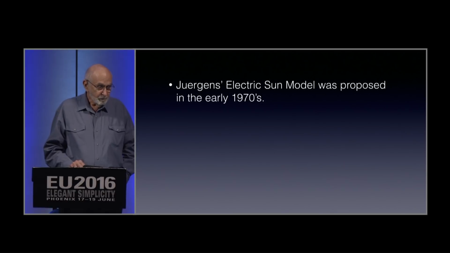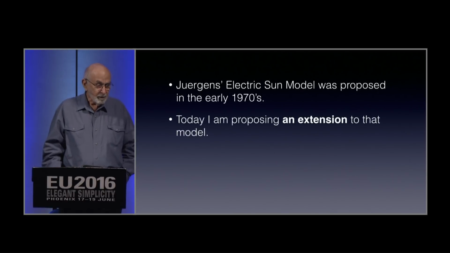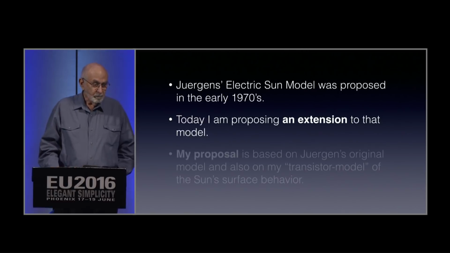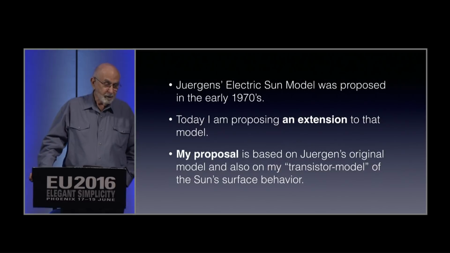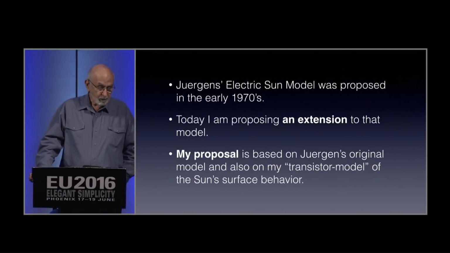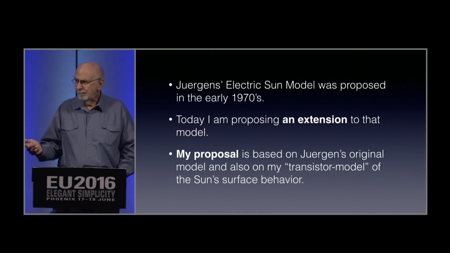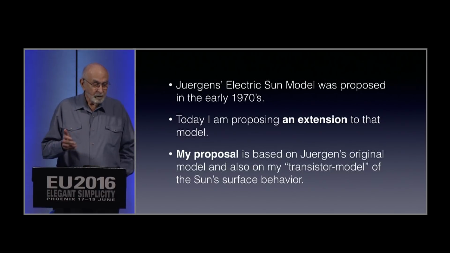So the Juergens sun model was proposed in the early 70s, and today I'm trying to propose a slight extension to that. These proposals are based on Ralph Juergens' work, and also on something that I came up with and presented 3 or 4 years ago. I called it the transistor model of the sun, because the sun's surface works very analogously to the way a PNP transistor works. And we'll see that briefly at least.